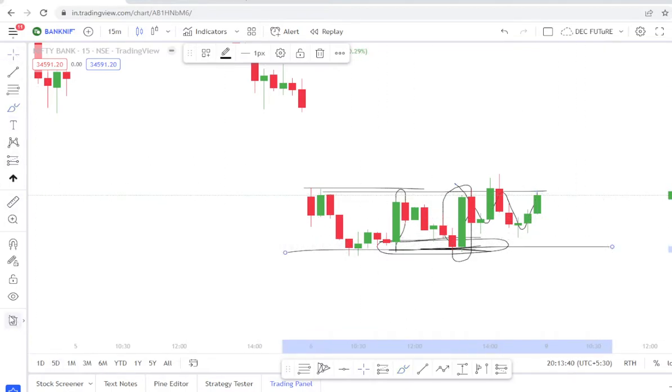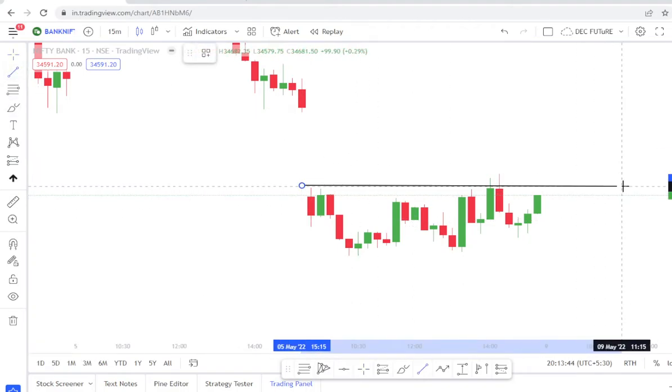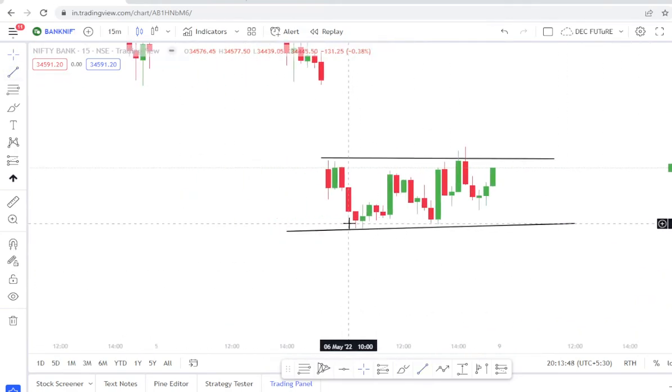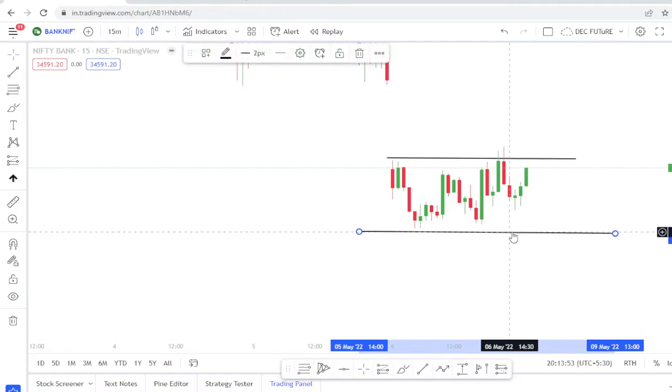Now how do you take a trade? We will draw lines. First of all, straight away we'll mark this. We have a resistance, we have a support level. Now this is kind of a support level. I'm going to mark this as a trading range that has been created in the market now.